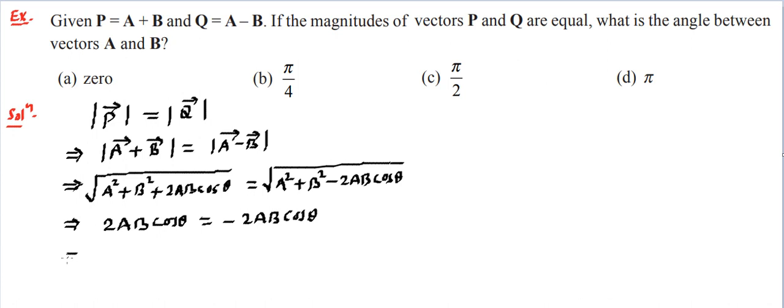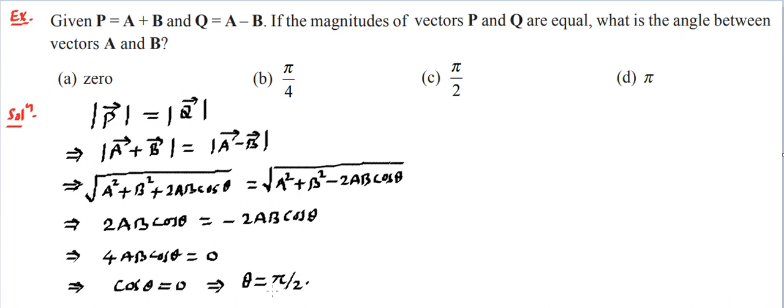Now if we combine them by bringing one side, it will come 4AB cos theta equal to 0. You will realize that 4 and AB cannot be 0 because A and B are vectors, they should have a magnitude. So cos theta has to be 0. If cos theta has to be 0, what should be the value of theta? We can identify the value of theta is going to be 90 degrees, which is written as pi by 2. So we will look at the options and pi by 2 will be marked as the correct option.